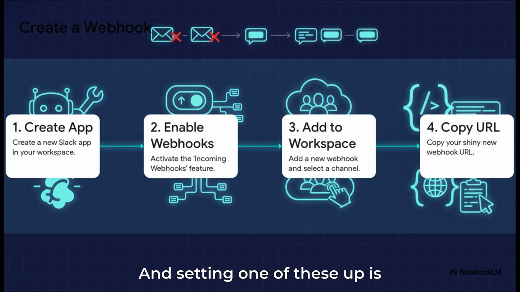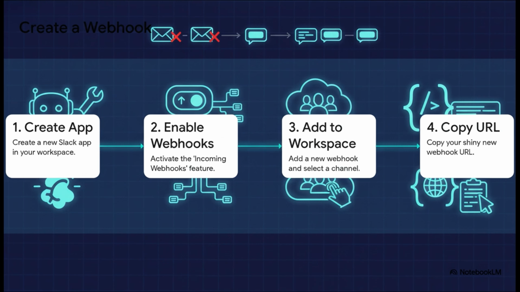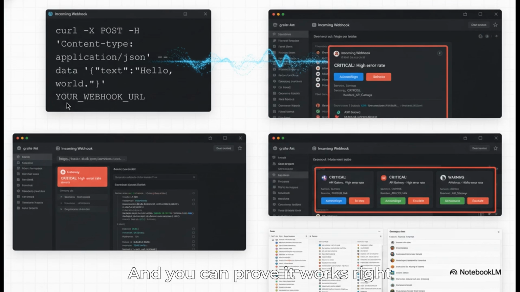And setting one of these up is ridiculously fast. In your Slack settings, you just create a new app, flip one switch to enable webhooks, pick the channel you want it to post to, and boom, Slack hands you the URL. That's it. You can literally do this in under 3 minutes. And you can prove it works right away from your command line. This simple curl command just sends a tiny bit of JSON with the text "Hello World" to your new URL. You hit enter and bam, the message just appears in your Slack channel.